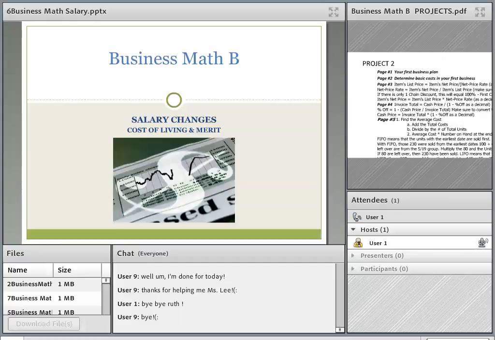Today I'm going to go over cost of living and merit changes with salaries. I typically do get a few calls on this area in class, so you might want to get some paper so when we get to the example problem you'll be able to write down some of this information.